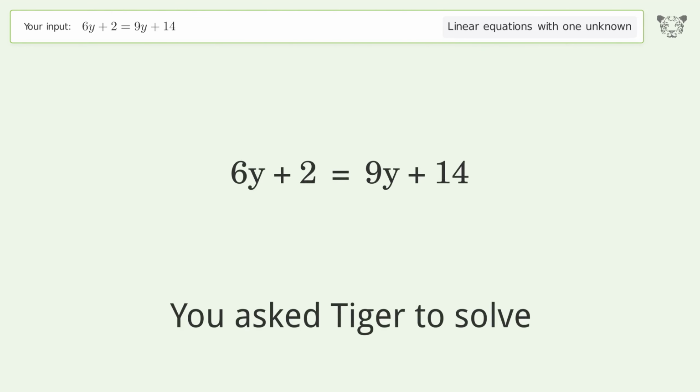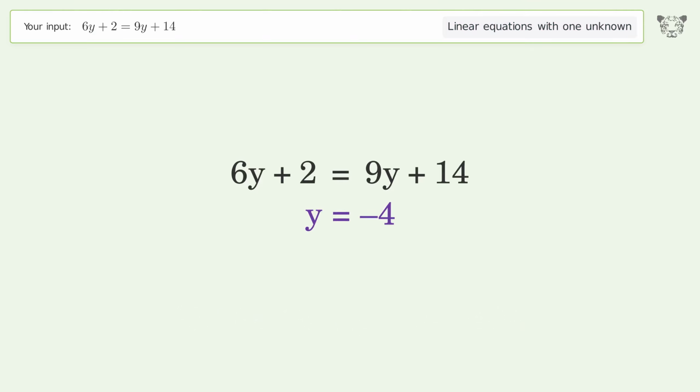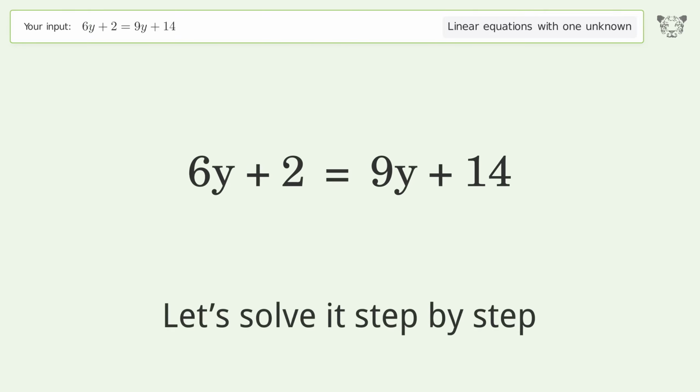You ask Tiger to solve. This deals with linear equations with one unknown. The final result is y equals -4. Let's solve it step by step.